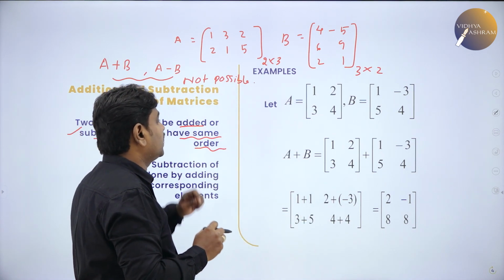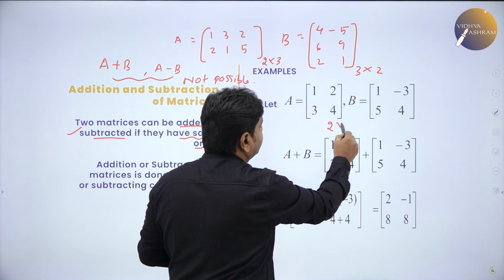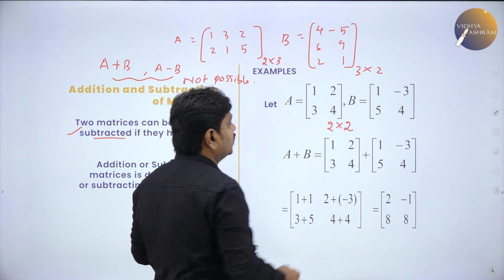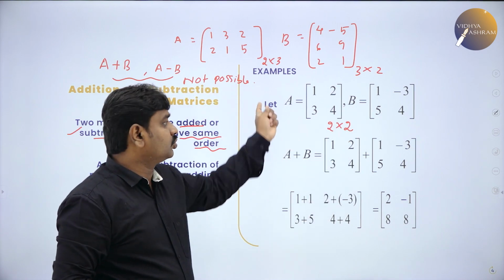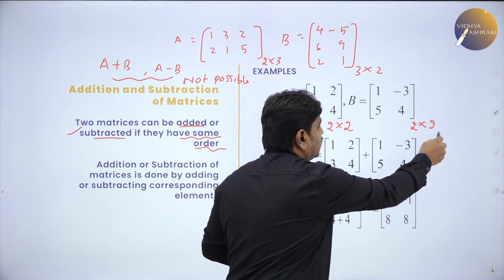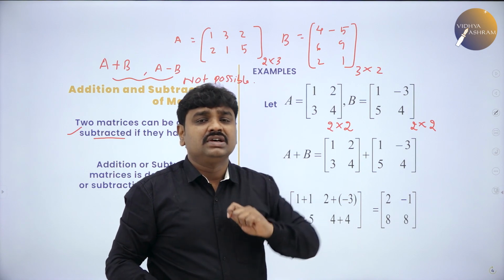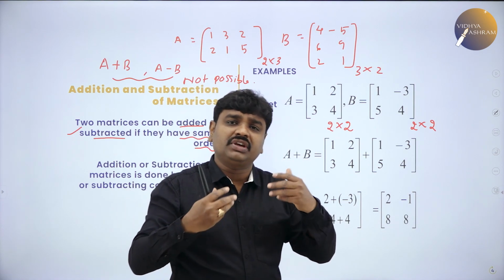So now we'll take an example. I've taken a matrix 1 2 3 4. What is the order? 2 cross 3, 2 cross 2, sorry. So for A, what is the order? 2 cross 2, 2 rows 2 columns. What is B? 2 cross 2. So now are they having same order? Yes, both are having same order. So we can add or subtract.